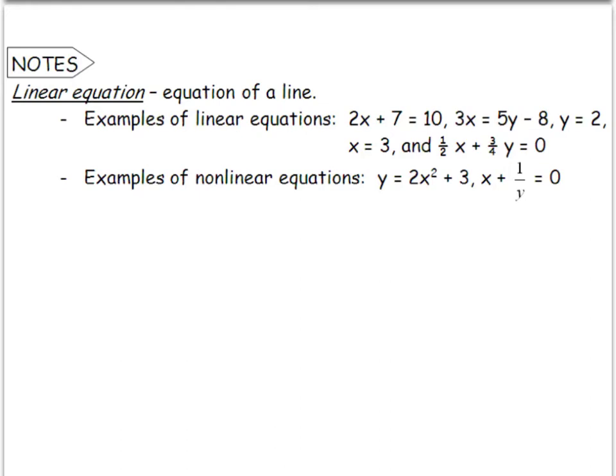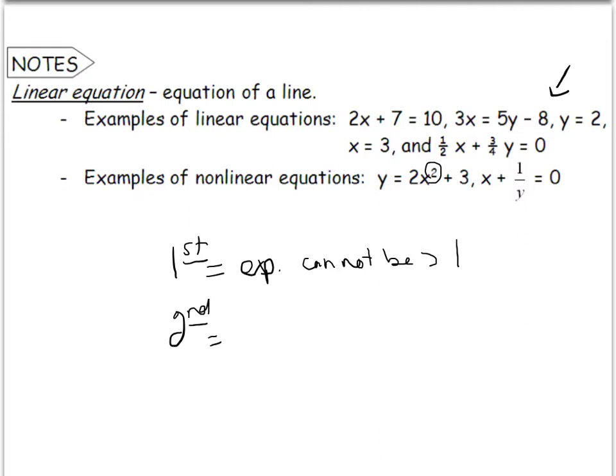The first rule is the exponents here cannot have a power greater than 1. Notice all of your examples of the linear equations. Your exponents cannot be greater than 1. Okay? The second thing you have to remember is that you cannot have a variable in the denominator here.